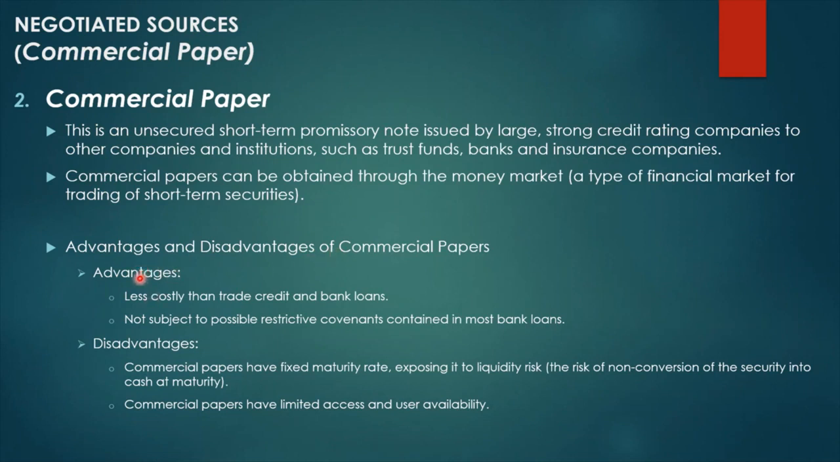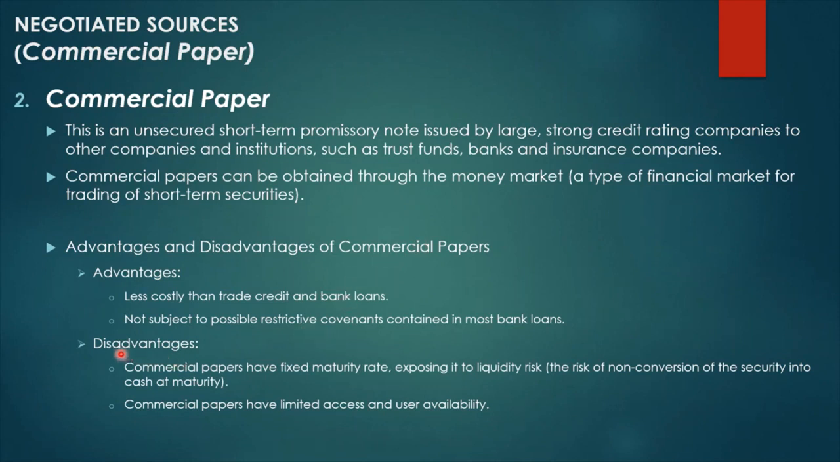Well, first, advantages niya is less costly than trade credit and bank loan. And second, not subject to possible restrictive covenants contained in most bank loans. As you can see here, lalo na sa mga bank loans, medyo stricto talaga ang mga bank loans before they will extend credit to other companies. Bakit? Kasi ang mga bangko, nagme-make sure yan sila na mababayaran sila. Itong mga commercial papers, since the companies need funding, the companies need financing, nagiging less stringent, nagiging less strict sila when it comes to commercial papers as opposed to the bank loans.